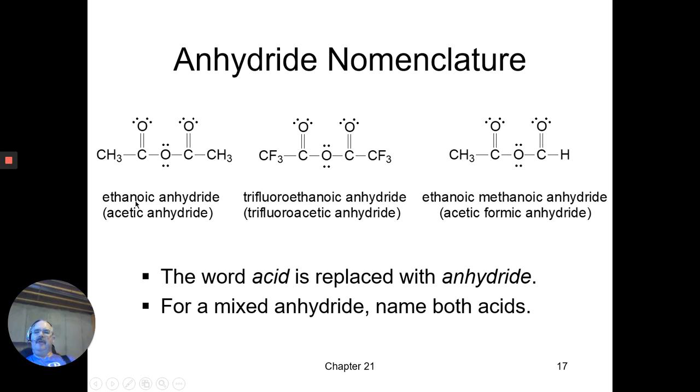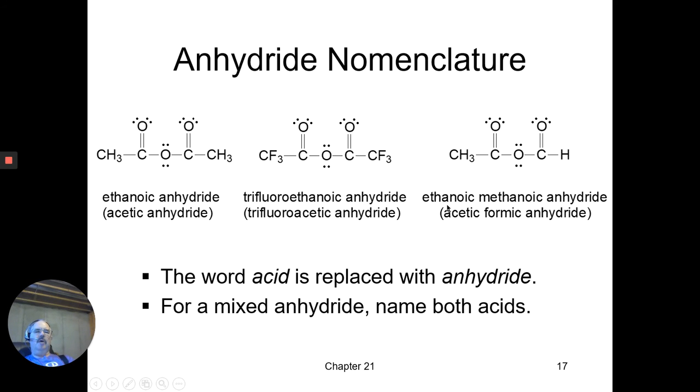Okay, so this is ethanoic anhydride. Let's go back. Ethanoic or acetic anhydride. This is an important material for the synthesis of aspirin. Okay, here we have trifluoroethanoic or trifluoroacetic anhydride. Okay, if we were to hydrolyze this, we would get 2 molecules of trifluoroacetic acid. We can also have mixed anhydrides.